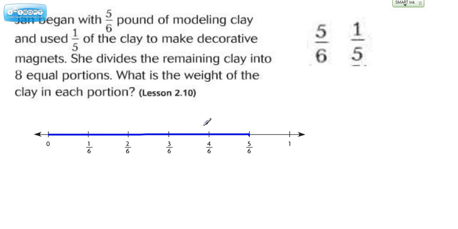All right, so let's model what we're starting out with, which is 5/6 pound of modeling clay. And I put that on this number line and shaded in blue. Now she's going to use 1/5 of that. So let's look at it in the picture first, and then we'll talk about the algorithm for that.